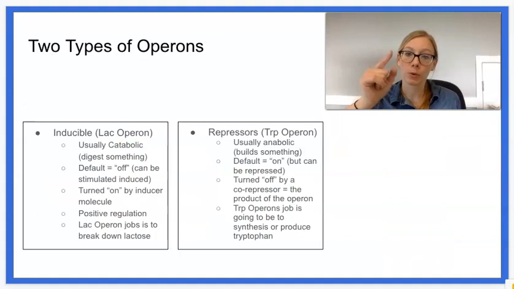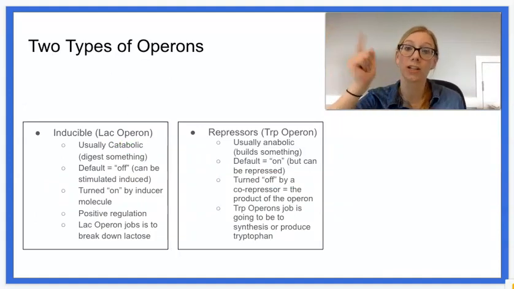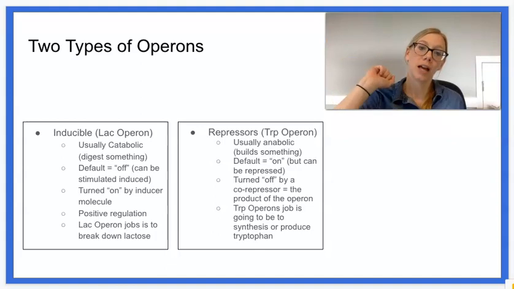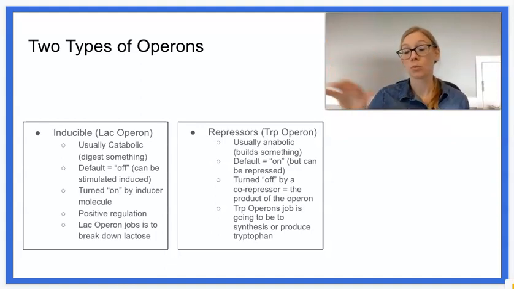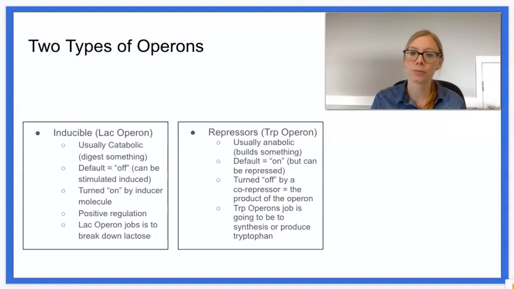So what I learned: repressible operons like our trp operon are usually anabolic, building something up. Their default is on, but we can repress them with a co-repressor that will turn them off. And the trp operon's job is going to be to synthesize or produce tryptophan. Now, what should you be able to do? Use those, explain those, but really those concepts of inducible and repressible are applicable to anything with a name. You should be able to have one explained or shown to you and be able to talk about whether it is an inducible or repressible example, and explain it or tell how you know.